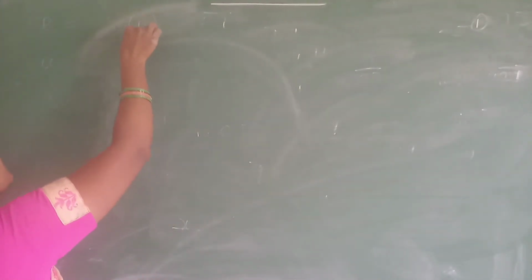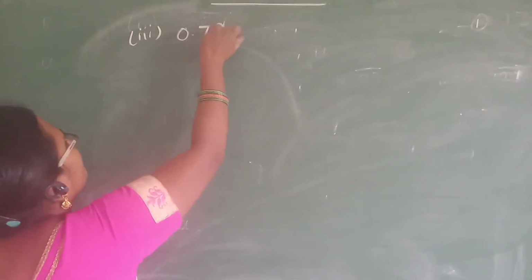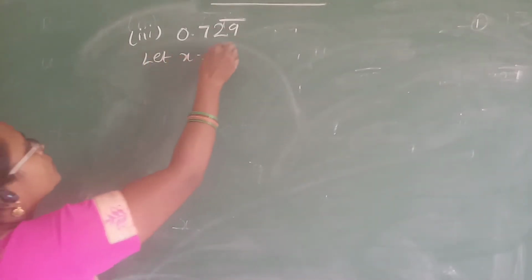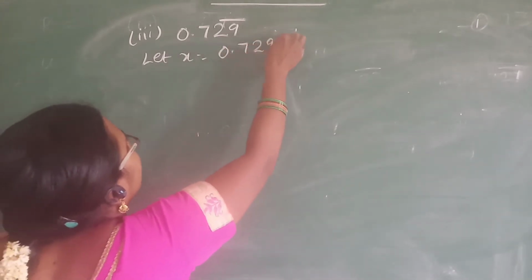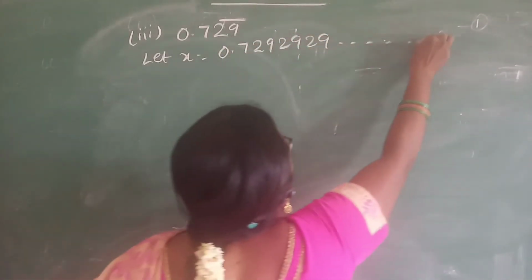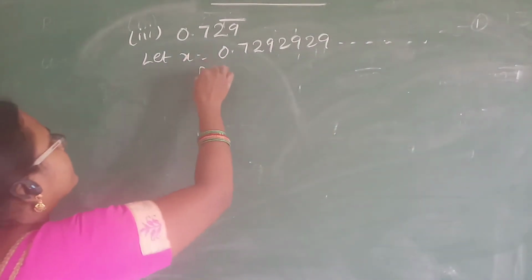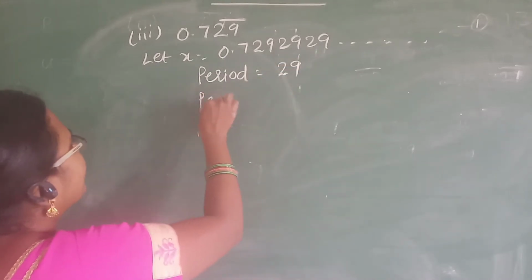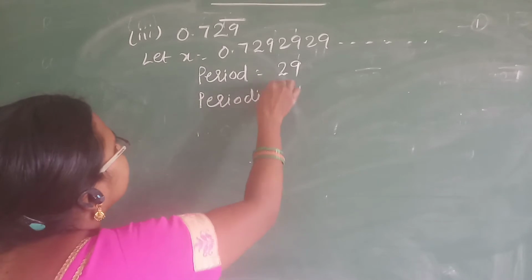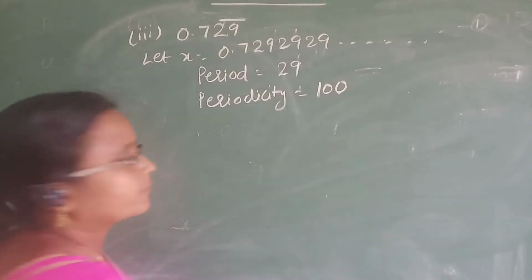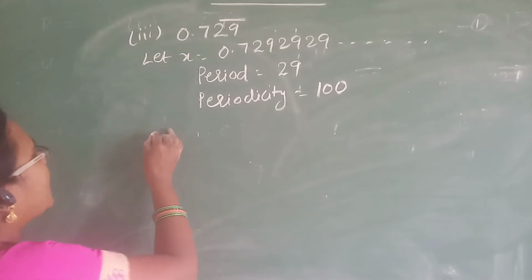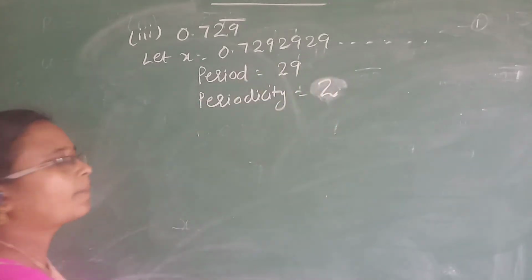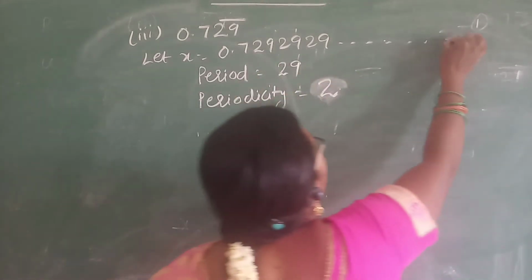The third one is 0.729 bar. Here let x be equal to 0.7292929 and so on. So here the period is 29, and the periodicity is 2. Okay, clear? Now, as the periodicity is 2, I have to multiply with 100 on both sides of equation 1.